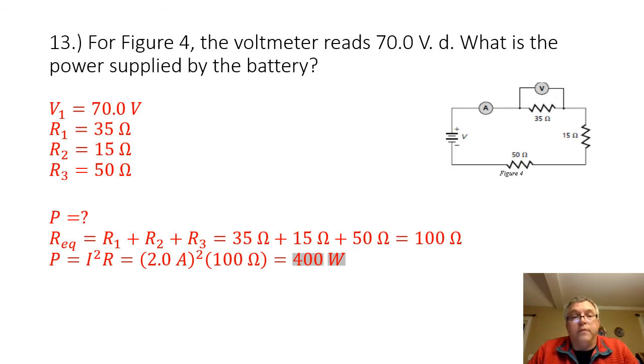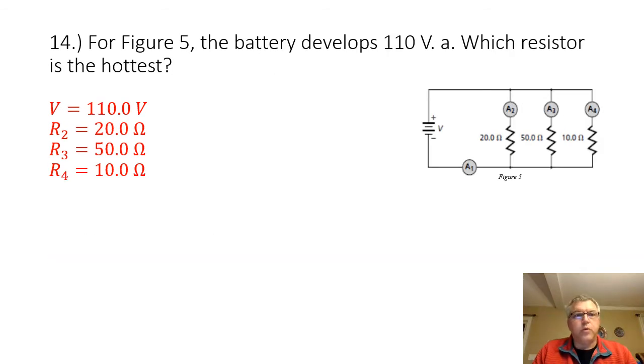So 2 amps squared times 100 ohms is going to give me a power of 400 watts. Problem 14, we're given another circuit diagram, and we know that the voltage across the battery is going to be 110 volts, and they're asking which resistor is the hottest.